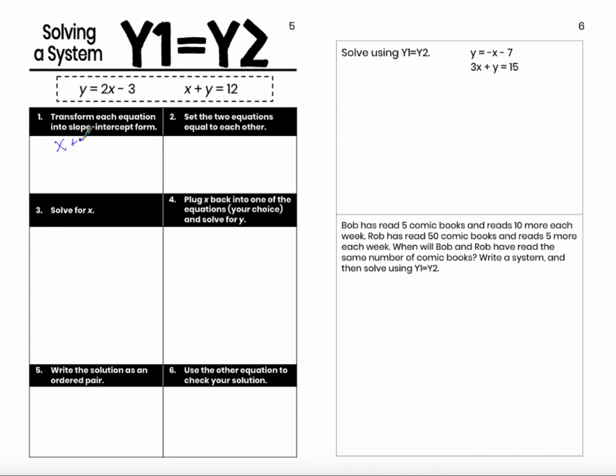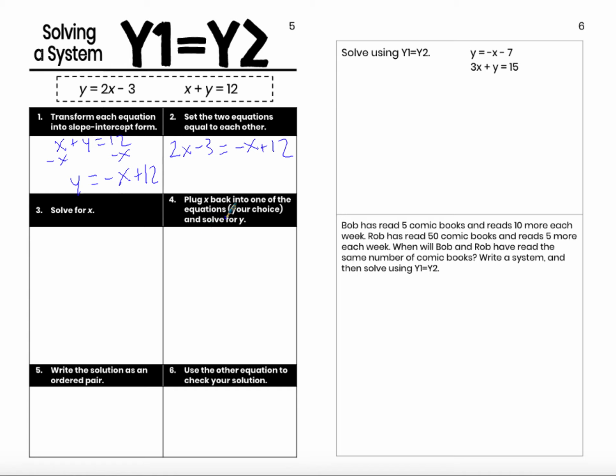So we have x plus y equals 12, easily written in slope-intercept form as y equals negative x plus 12. Now since y equals negative x plus 12 and y equals 2x minus 3, I can set those two equations equal to each other. I can set them equal to each other because they are equal, those two y values are equal at the solution to the system. At the intersection point for a given x, the y values are equal.